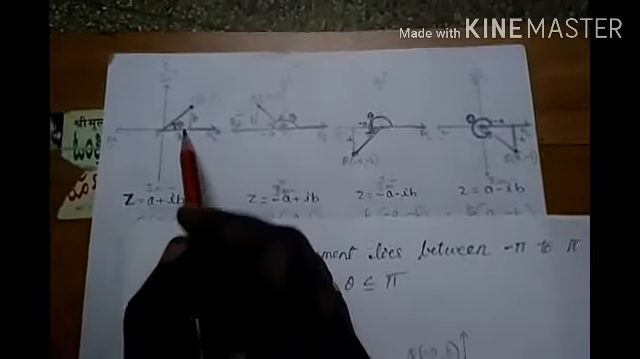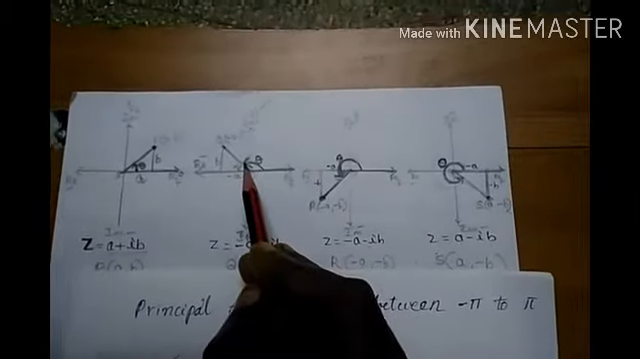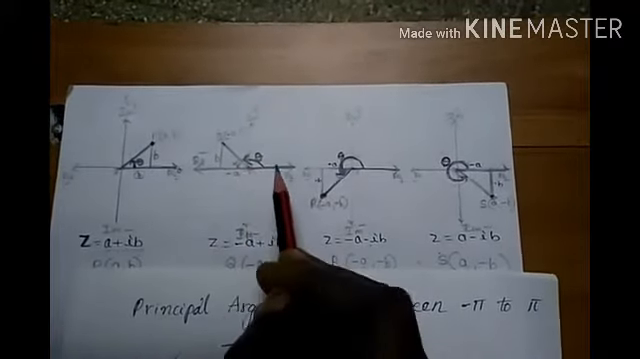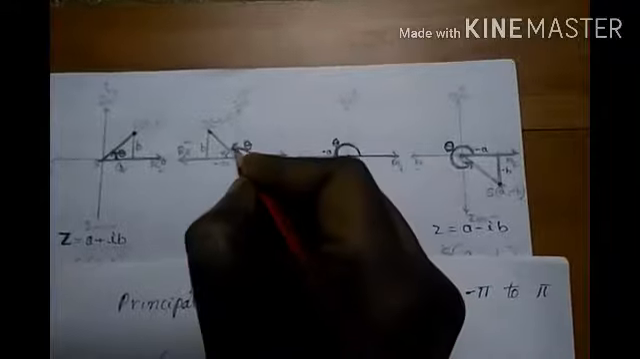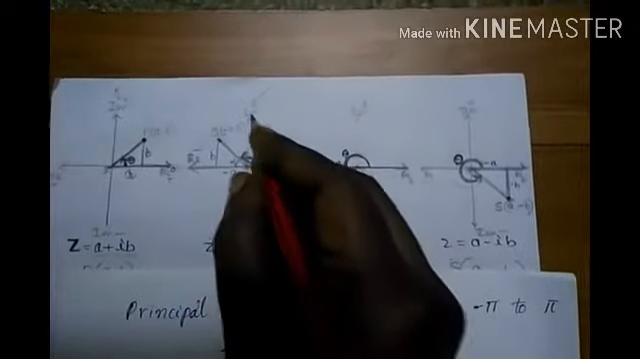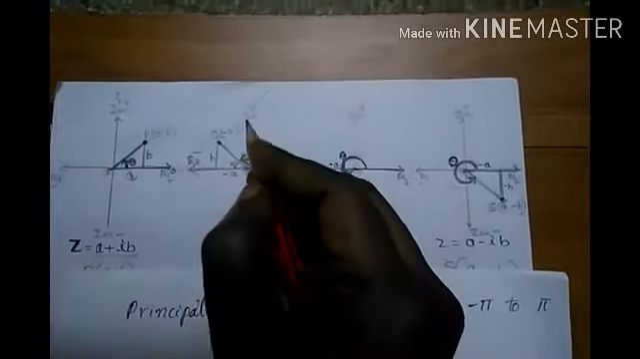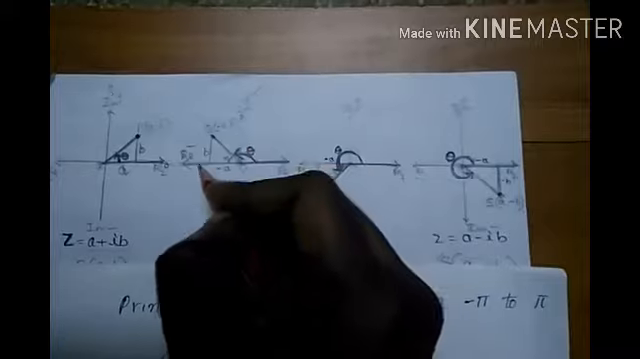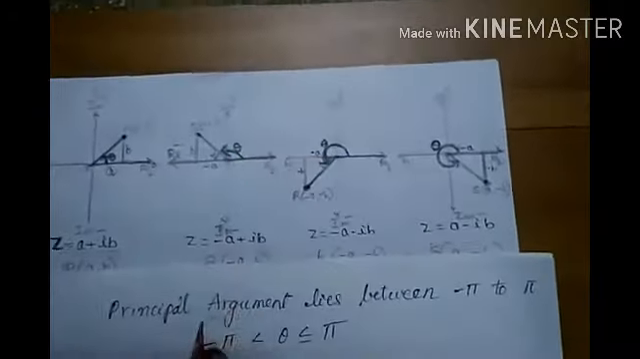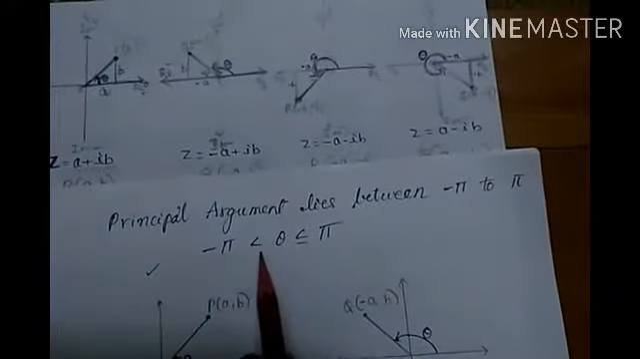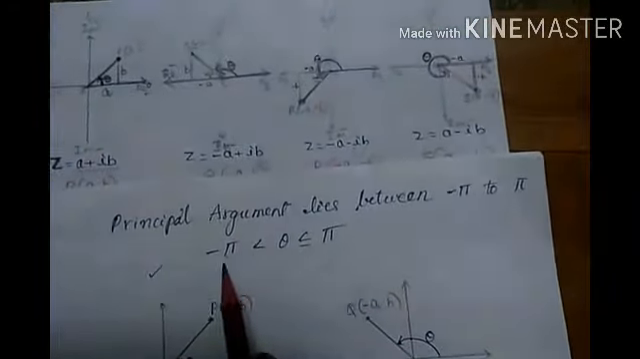Here the theta value is in the second quadrant, and so the theta value is more than 90 degrees but less than 180 degrees. So in this case also, the theta value ranges from minus pi to pi only.